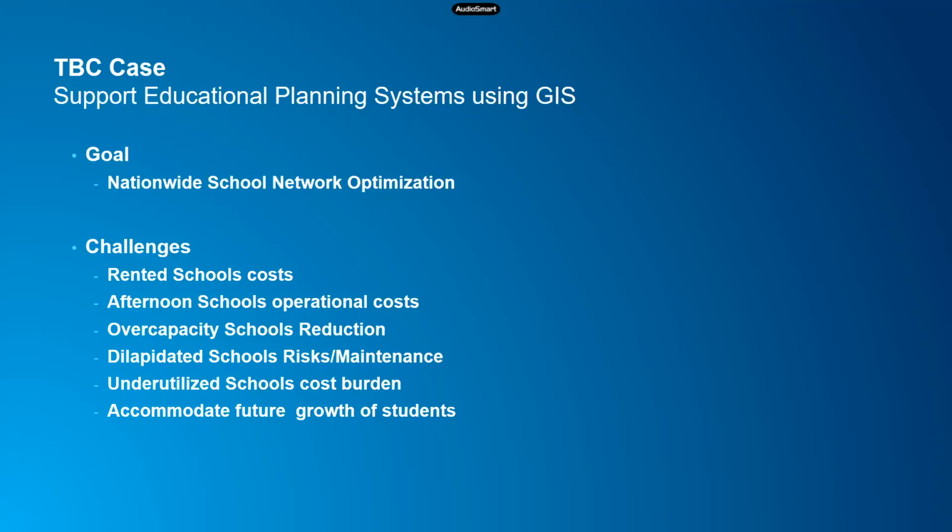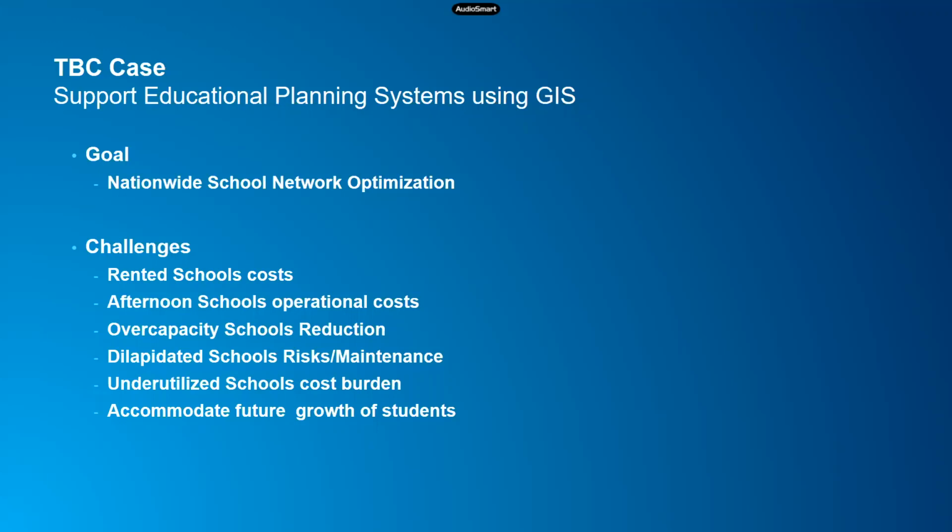They had another challenge because they had afternoon schools. Some schools were running in the afternoon and in the morning, so you have a lot of operational costs to have the teachers and everybody working at the same time. They also had some schools with overcapacity, so you had more students than the number that should be allowed in the class. They also had dilapidated schools which were in bad condition and needed a lot of maintenance. And they also had underutilized schools.